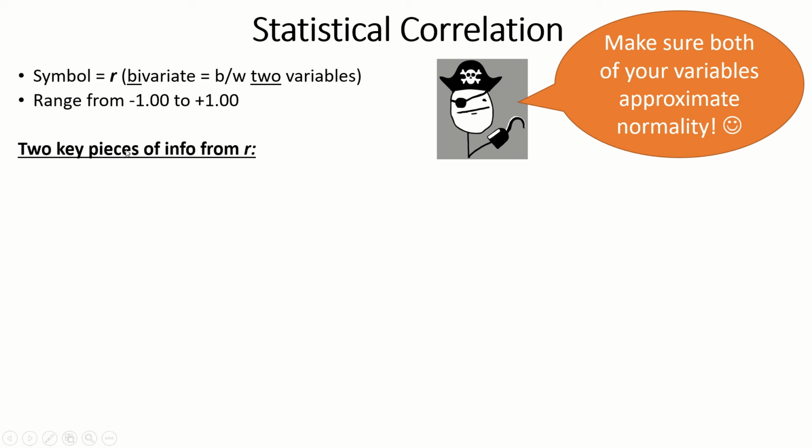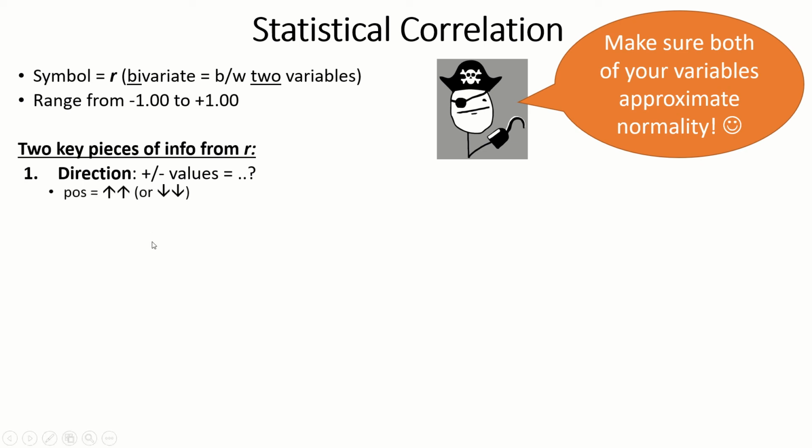Okay, so the first piece of information that we get from r is the direction of the relationship. And so this has to do with the sign of the r value. So r values can be negative or they can be positive. It's possible you get an r value of 0. We'll talk about that in a second here. But if we get a negative versus positive value, what does that mean?